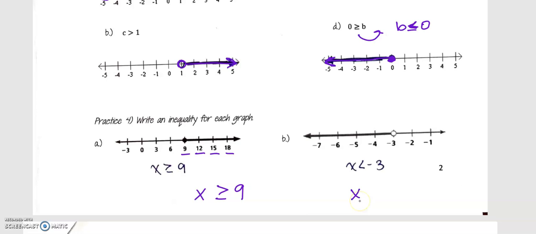Here, I'm going to put an X, and then the dot is at negative 3. It's open, so there won't be an or equal to. And then I check out these numbers, negative 4, negative 5, negative 6. These are all less than negative 3.